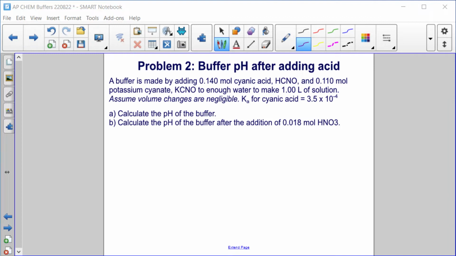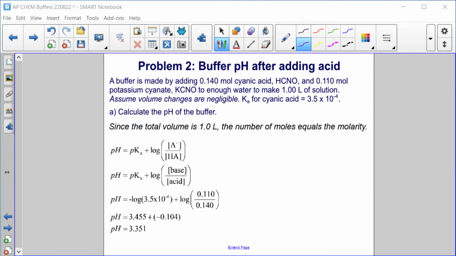A, calculate the pH of the buffer. B, calculate the pH of the buffer after the addition of 0.018 moles of strong acid HNO3. All right, so first calculating the pH of the buffer. Since the total volume is 1 liter, the number of moles equals the molarity. So keep that in mind throughout this problem.